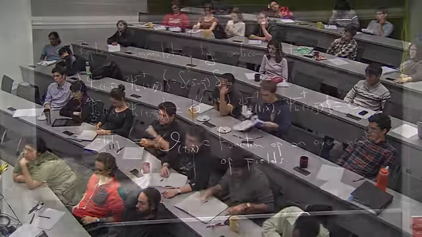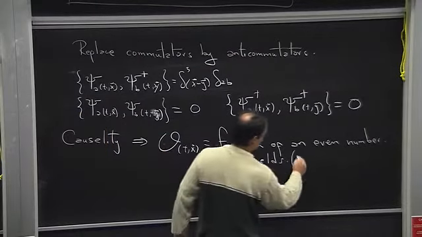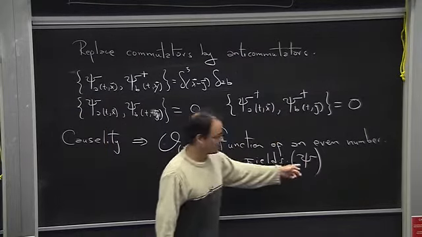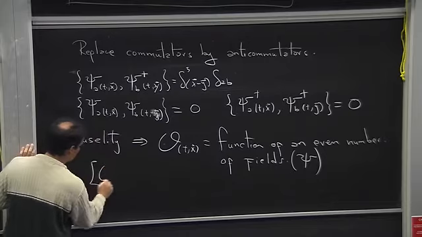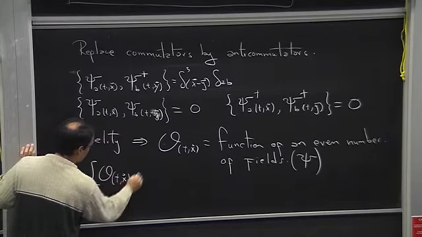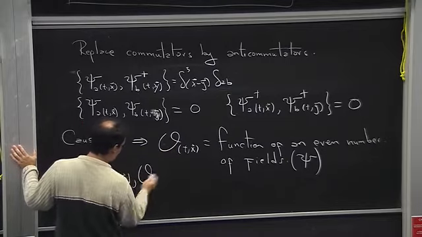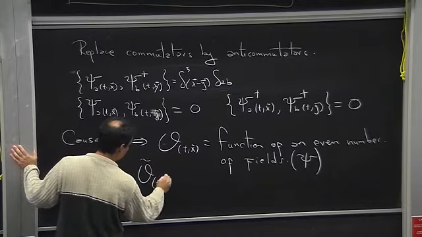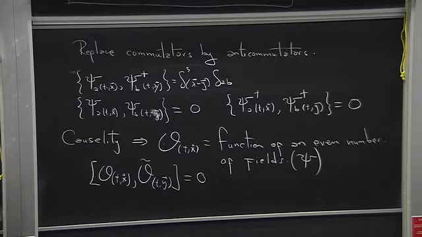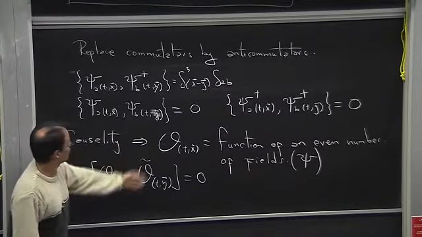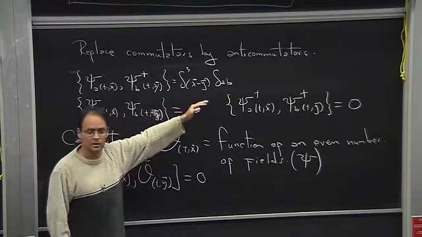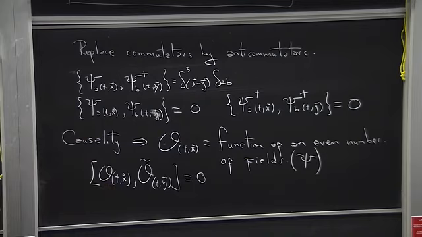Now, if you take a function that depends on an even number of fields psi, guess what? That function, at least at equal times, say you have one operator and you have another one, they commute. Of course, requiring causality implies this, but we have to work even more to show that this theory actually makes sense.